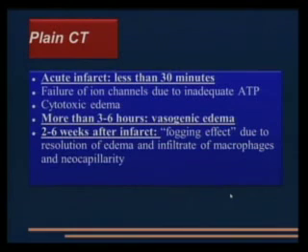In the acute infarct, in less than 30 minutes, there is a failure of ion channels due to inadequate ATP, so there is cytotoxic edema. The sodium and potassium pumping is not working. After 3 to 6 hours, vasogenic edema. And 2 to 6 weeks after the infarct, there is a fogging effect due to resolution of edema and infiltrate of macrophages and neocapillaries. So in 2 to 6 weeks, the area tends to be more dense.